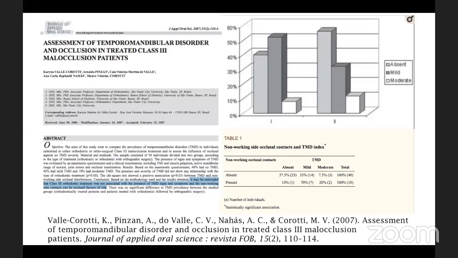It may be a class 3, it may be a class 2, it may be any kind of thing. But we are talking about contacts on the non-working sides, which actually cause a mild TMD. And according to this paper, it caused mild TMD in 70% of the subjects.